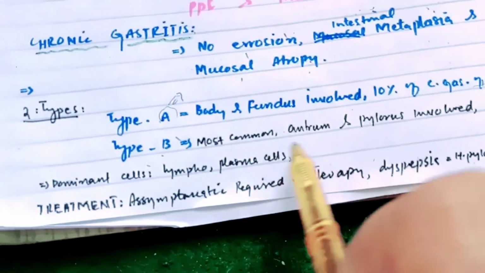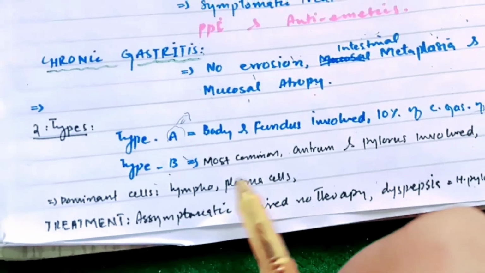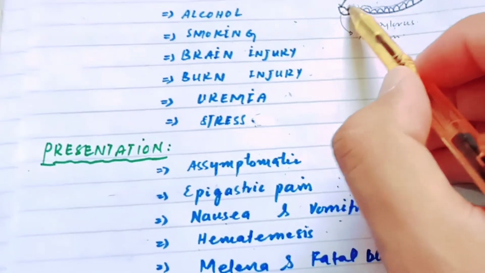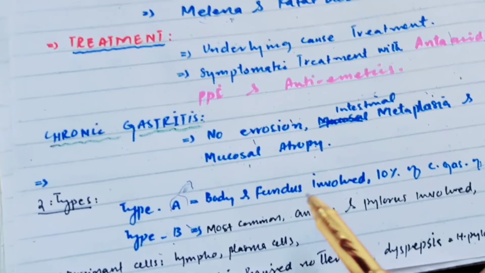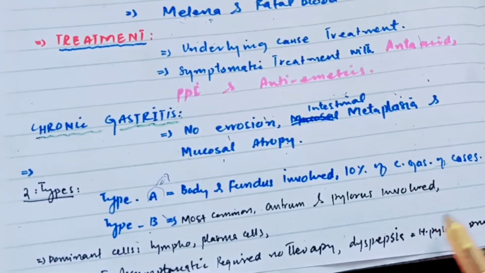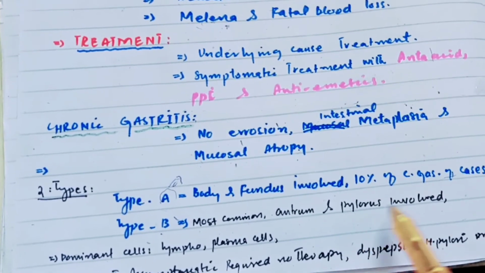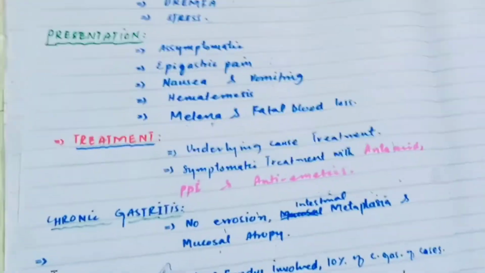So type B is the most common, and it is about 90% of cases of chronic gastritis. In type B, the antrum and pylorus are mostly involved. Here you can see this is the pylorus and this is the antrum. As for treatment, chronic gastritis is also asymptomatic, and it requires no therapy. But chronic gastritis can also be caused by Helicobacter pylori, and you can take medication which directly eradicates the Helicobacter pylori.